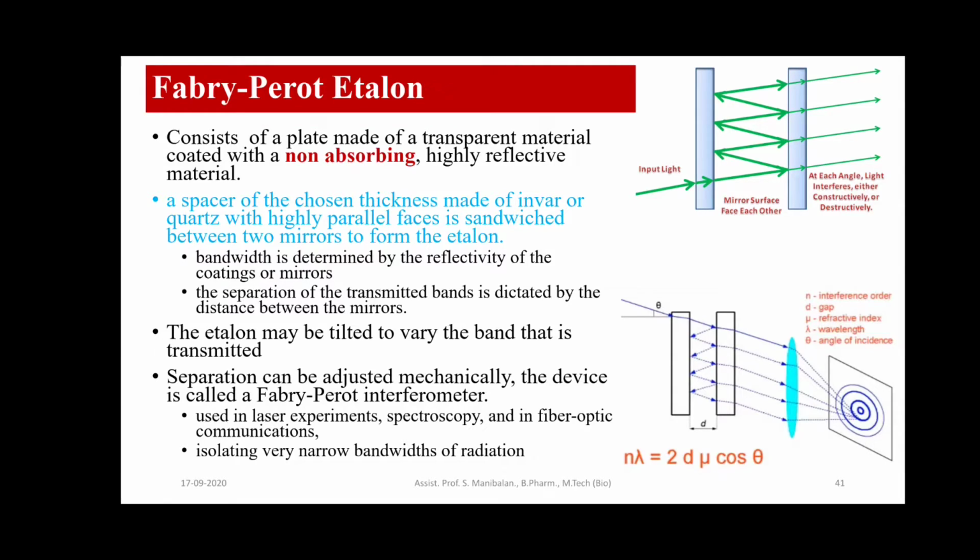So the number of wavelengths produced equals 2D mu cos theta, where theta is the angle at which the light impinges. This is called cos theta.